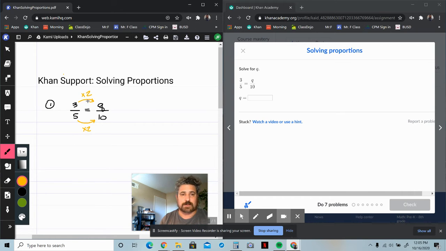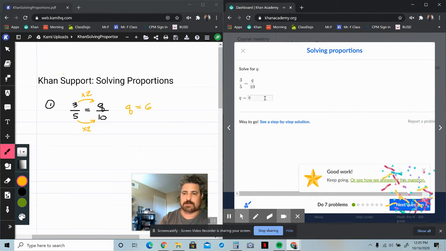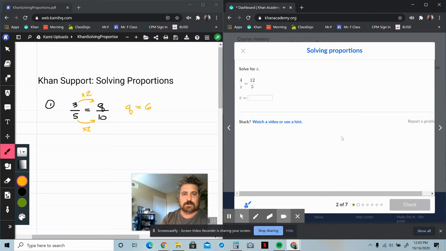So as long as you multiply top and bottom by the same amount, you're not changing the value, you're just rewriting the ratio. Ultimately, this is a nice easy one, and that's q equals 6. So 3/5 is the same as 6/10, so q is 6. The next one might be a little harder.